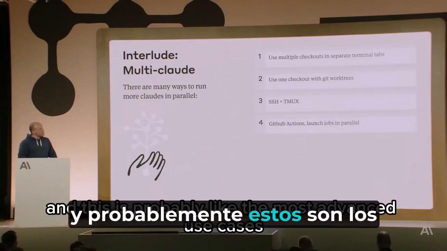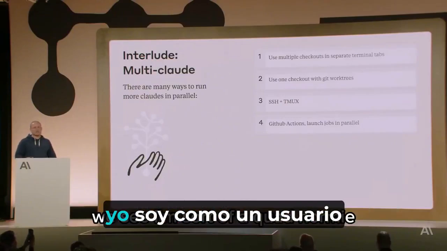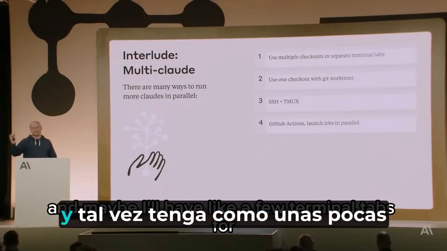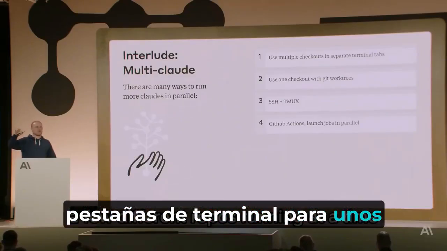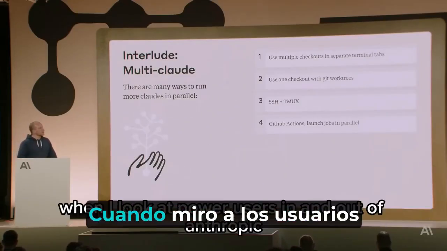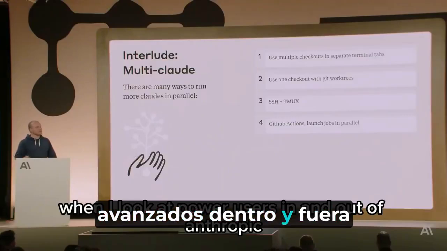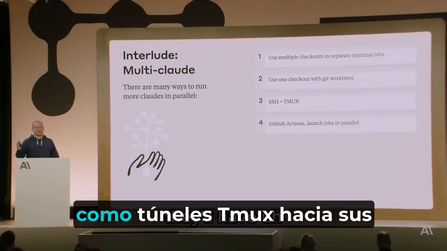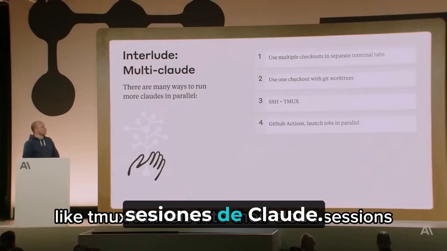The final thing, and this is probably like the most advanced use case we see, I'm sort of a Claude normie. So I'll have usually like one Claude running at a time, and maybe I'll have like a few terminal tabs for a few different repos running at a time. When I look at power users in and out of Anthropic, almost always they're going to have like SSH sessions. They'll have like tmux tunnels into their Claude sessions.